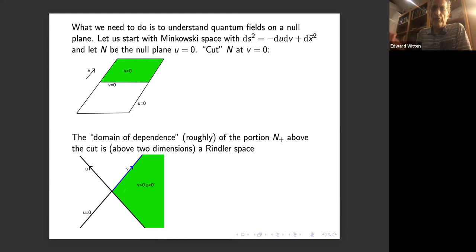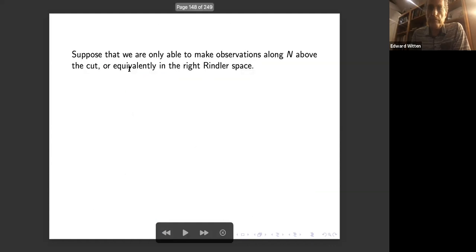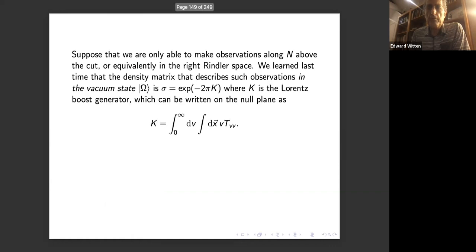The wave function at a point has no content in quantum mechanics. Throwing away a point doesn't matter for a quantum mechanical wave function, which is really an L2 function. So we can assume everything above 2 dimensions has some transverse velocity. Everything passes through this half plane that corresponds to this green region. So suppose we're only able to make observations along n above the cut, or equivalently in the right Rindler space.